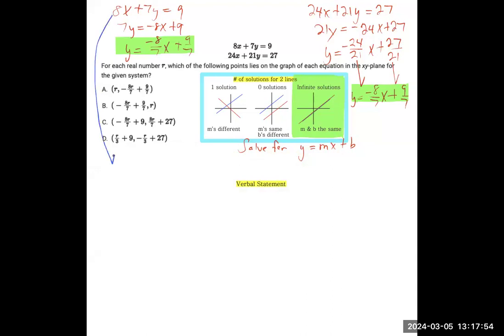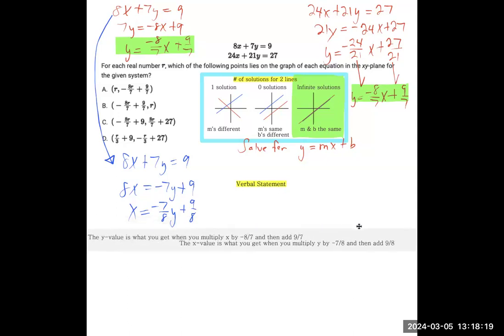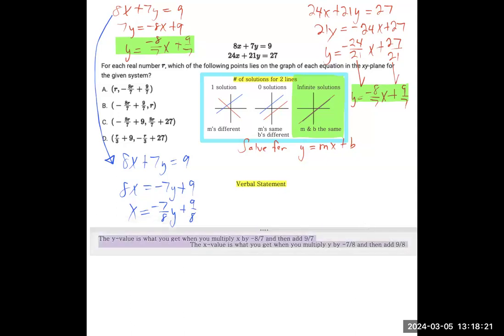Instead of y equals, we're going to organize it as x equals. So if we start again with 8x plus 7y equals 9, we can take away 7y from both sides, negative 7y plus 9, and then divide by 8. Negative 7 over 8y plus 9 over 8. And now in this question type that we're talking about, what you need to do is have a verbal statement for each of these.